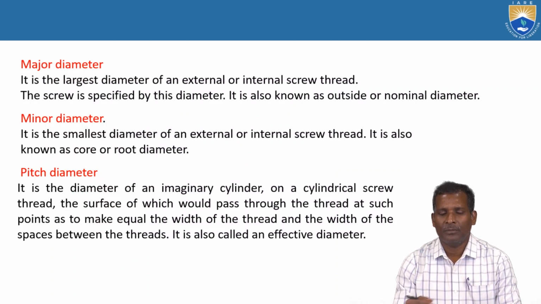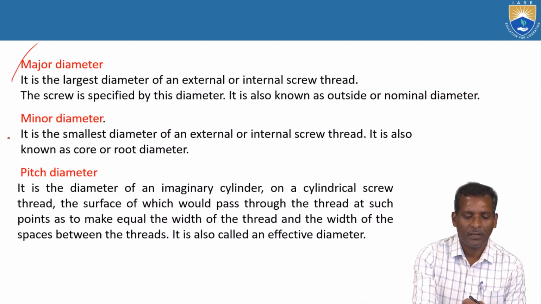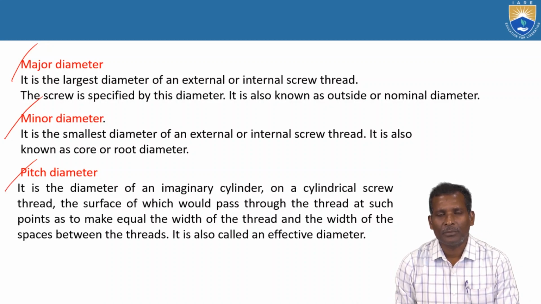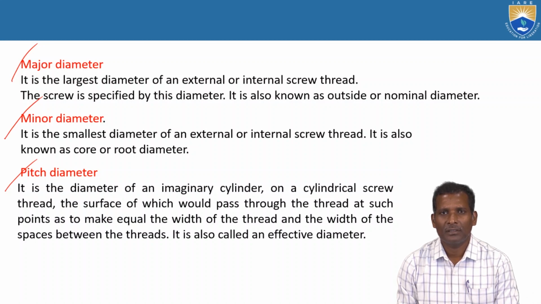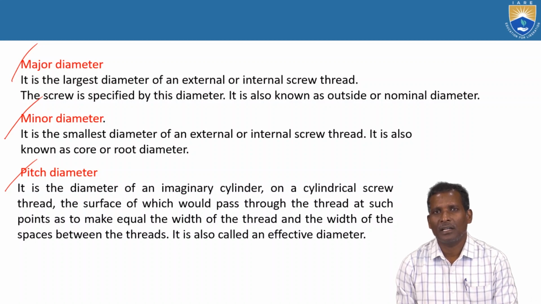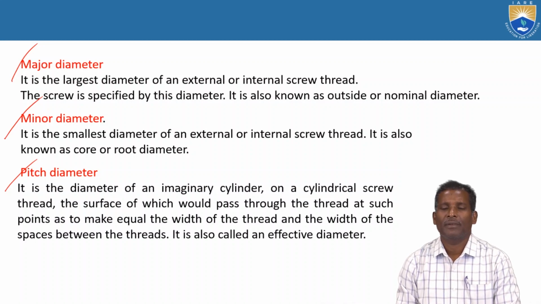Here we explain the major diameter and what we mean by minor and pitch diameter. We have already discussed the major diameter: the largest diameter of an external or internal screw thread. Suppose you consider an external thread, which one is larger? That is fixed as the larger diameter. For the internal, which one has the minimum diameter? That is called the minor diameter, the smallest diameter of an external or internal thread.